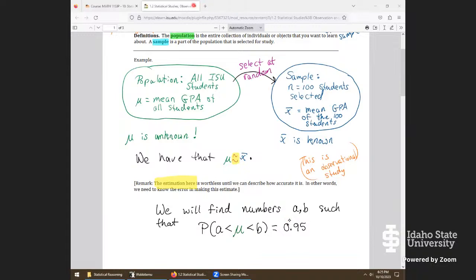Then we'll later say that this thing, the interval A to B, and in math we're just referring to a set of numbers starting at A, ending at B, not including those endpoints, just writing them out as A, B, is called a confidence interval.